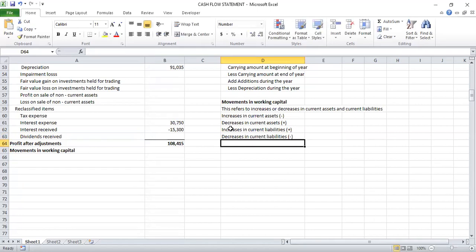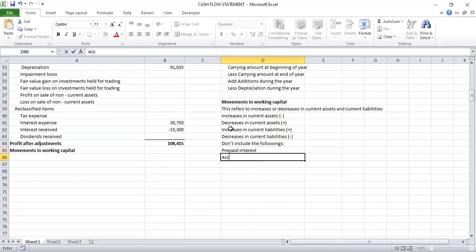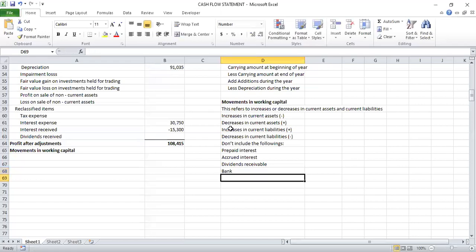Right. Here, don't include the following: prepaid interest, accrued interest, dividends receivable, bank, tax payable.